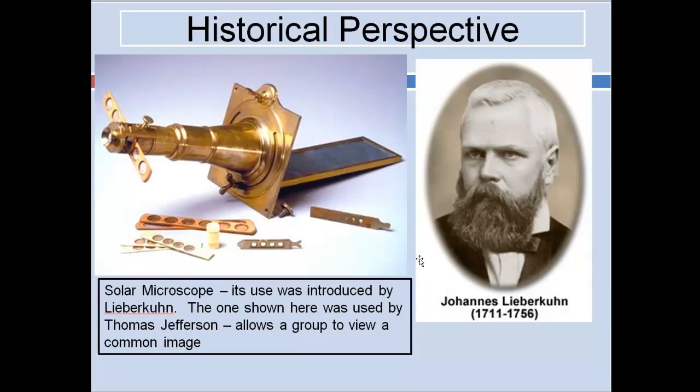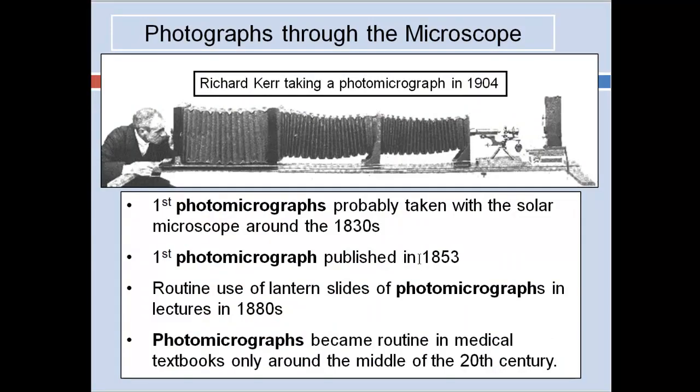So if we go here, I want to give you a little historical perspective. First, we start with microscopes. Now, this is not a detailed history lesson in microscopy. Just some highlights. Johannes Lieberkühn, who lived from 1711 to 1756, was one of the first to use a solar microscope, which was also used by Thomas Jefferson, where you could project the image outside of the microscope so people could gather around and look at it.